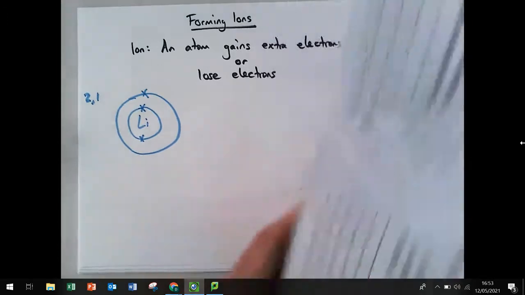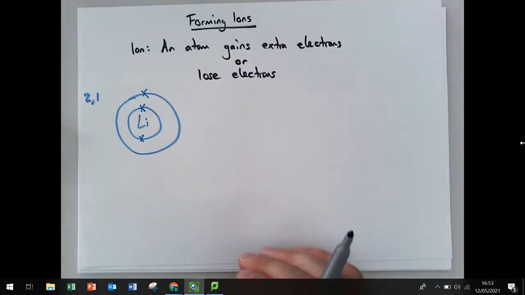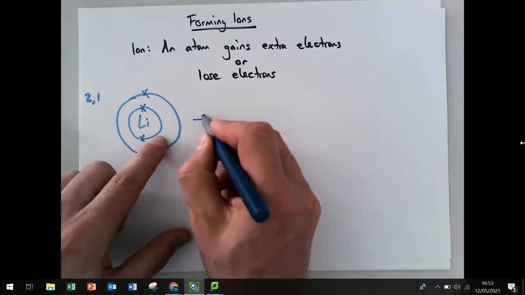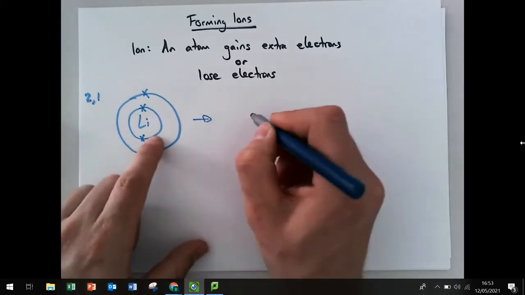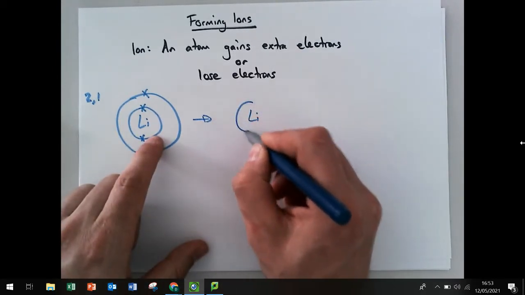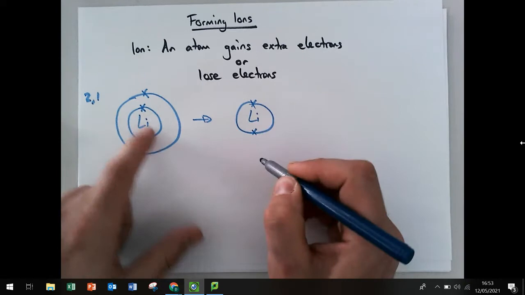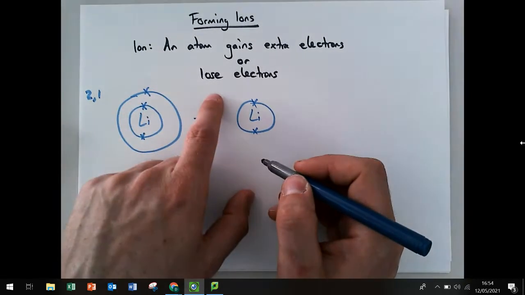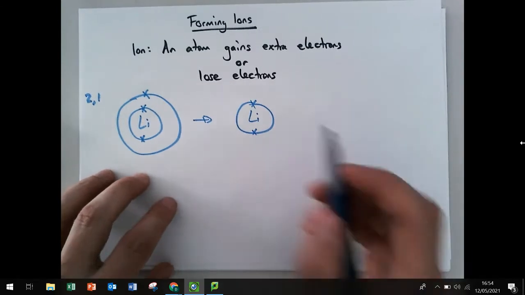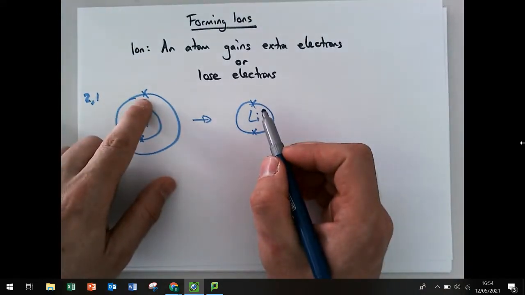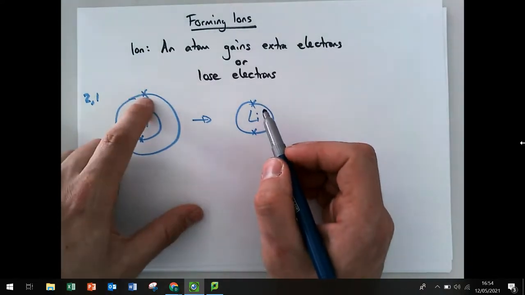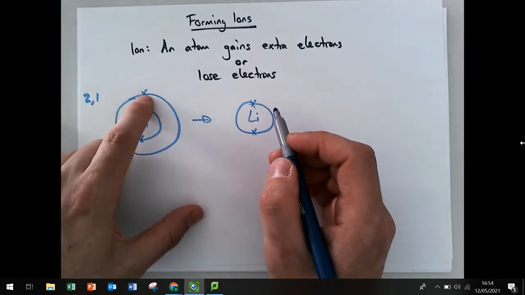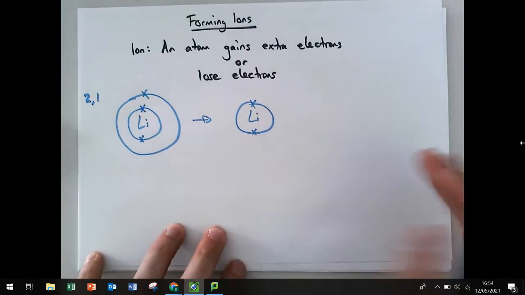So now it's going to lose an electron. So it's going to end up looking like this. Lithium, 1, 2, and that electron is going to have been lost. It's going to have gone somewhere else. So what happens now? Well, it's lost an electron, and electrons have a negative charge. So it's lost a negative charge.